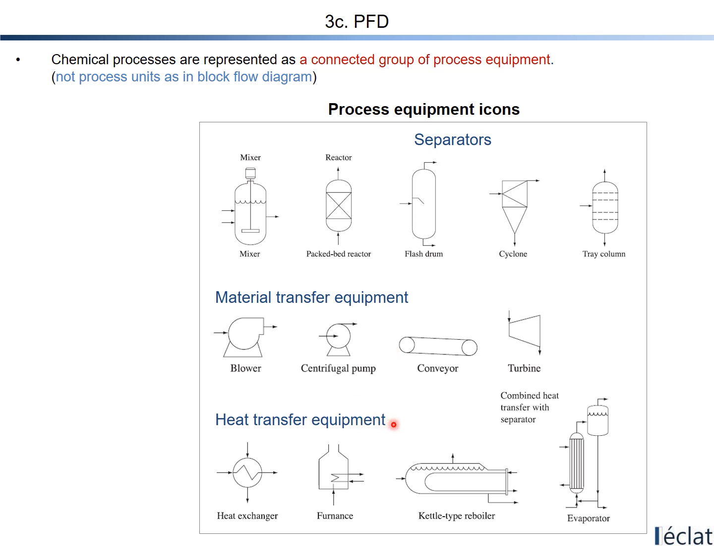Okay, transfer equipment: heat exchanger, furnace, kettle type reboiler, and evaporator. So we have a lot of choice for the four main units: mixer, reactors, splitter, and separators, something like that. We'll use this equipment for making the process flow diagram, or PFD.